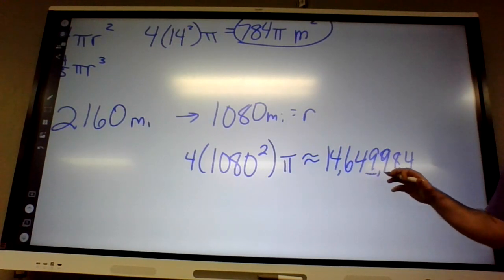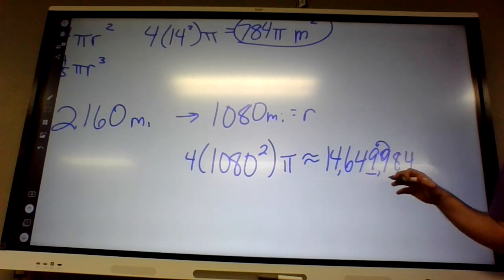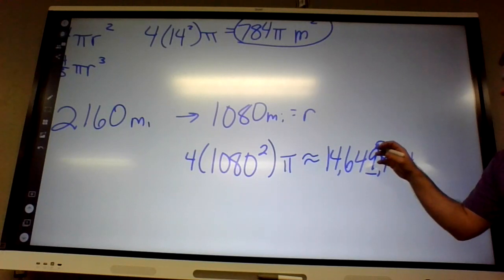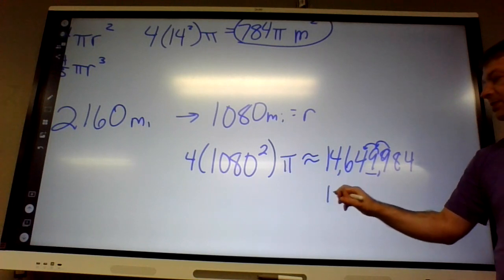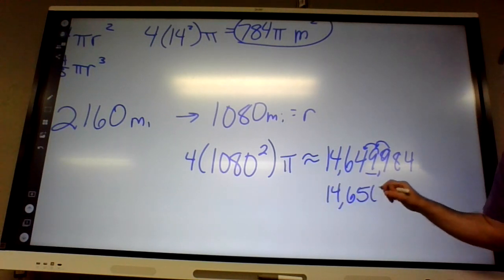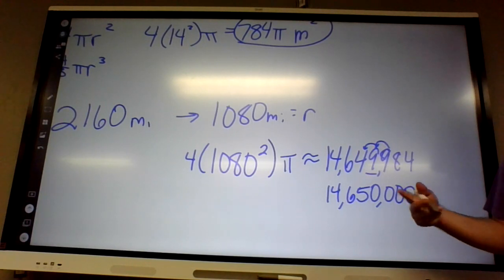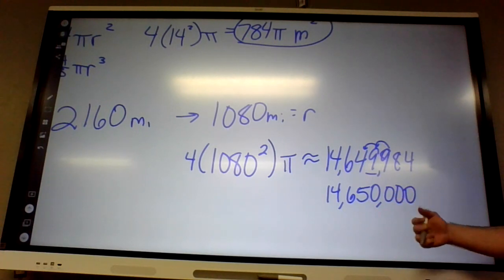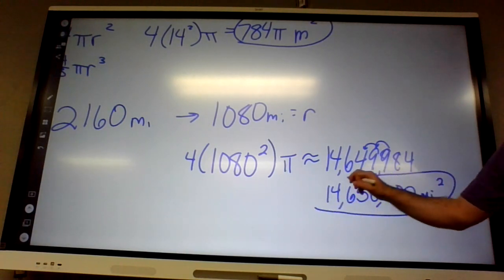Okay, this is the thousands place. What's this 9 going to do to that 9? Push it up. So 9 rounds up to 10, but 10's too big for one spot, so it's going to push the next one up. So 650. Yeah. And how do we say this number? 1,650,000 miles squared. Square miles.